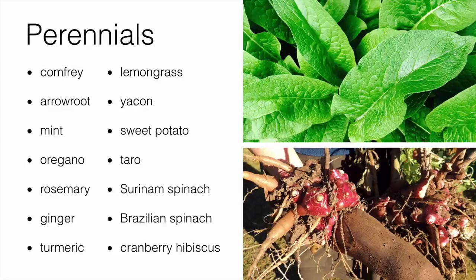And of course, lots and lots of perennials of all different sorts. Perennials that are helping to feed the soil and helping to provide organic matter, but also that are feeding you and your family. So comfrey, arrowroot, which is the Queensland arrowroot, or Canna edulis, lots of different mints or oreganos, rosemaries around the drier edges.